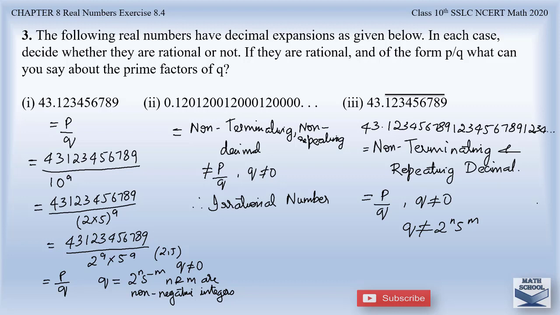In theorem 8.7 we took the example that such kinds of numbers are rational, but they will have non-terminating and repeating decimal expansions, where q will not be of the form 2 power n and 5 power m. So we can say again this is a rational number of the form p by q where q is not equal to 0 and the factors of q will not be of the 2 power n and 5 power m form, where n and m are non-negative integers.